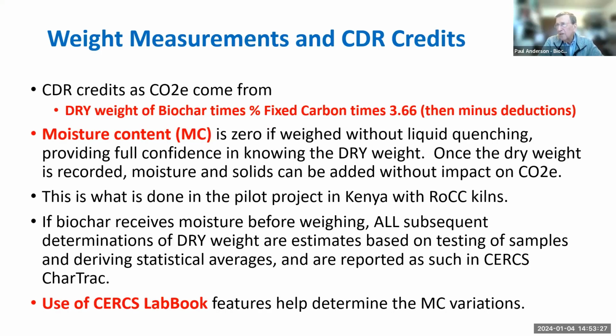Weight measurements and CDR credits. The dry weight of biochar times the percent fixed carbon times 3.66, then minus your deductions. That's the big number. That's what's important to you.